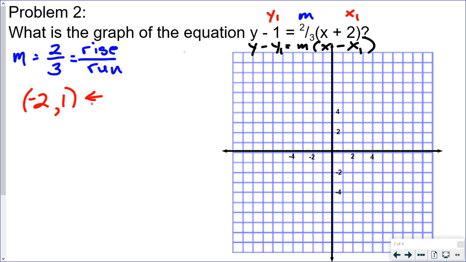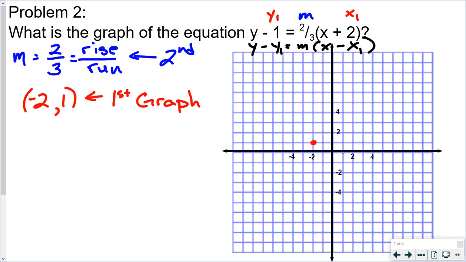So let me put a little note here first, is to graph that. So I'm going to graph the point negative 2, 1. So that's to the left 2 and up 1. So there's the point that they gave me. Now the next thing is very important. We're going to use the slope to find our next point.